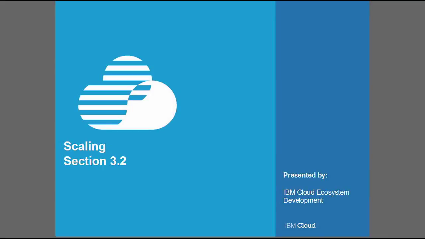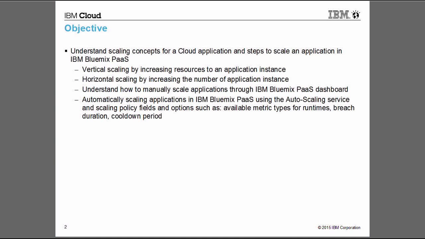This is the 3.2 section, and we are going to talk about scaling in this scenario. First, what are we going to cover? The objective of this section is to understand the concepts of scaling and how it is applied in designing a cloud application, what vertical scaling and horizontal scaling are, and how you can manually scale applications in Bluemix as well as automatically scale applications in Bluemix.